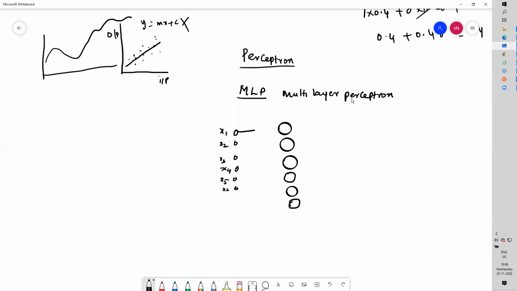So this one is connected to this neuron. This input is connected to this neuron. This input is connected to this neuron. This is connected to this neuron. Okay, it's becoming way clumsy. So let me draw something slightly simpler.